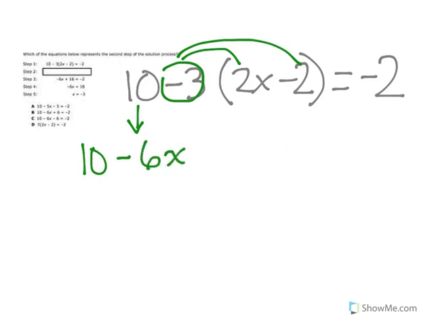Negative 3 times negative 2 is positive 6. And then you have equals negative 2. So this question wasn't asking you to solve for x. It just wants to know what is the second step. So when I'm looking at my answer choices, that is going to be B, because B tells you to do that.